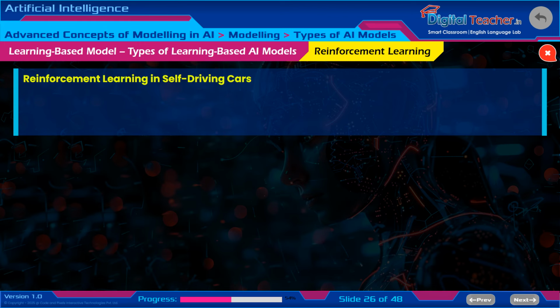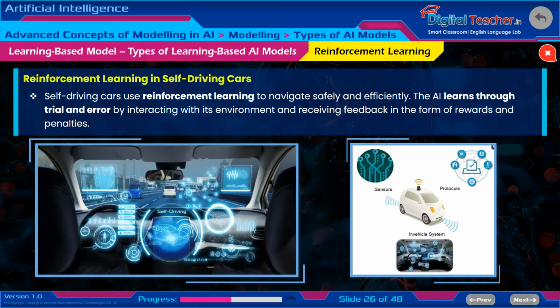Reinforcement learning in self-driving cars. Self-driving cars use reinforcement learning to navigate safely and efficiently. The artificial intelligence learns through trial and error by interacting with its environment and receiving feedback in the form of rewards and penalties.